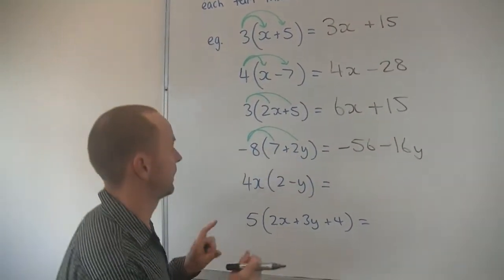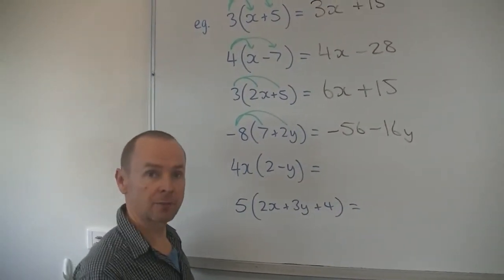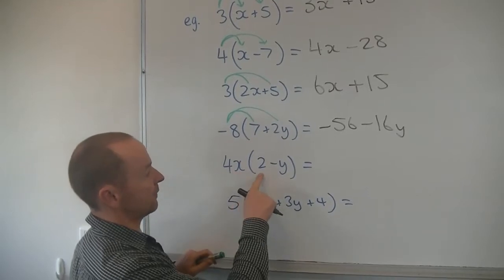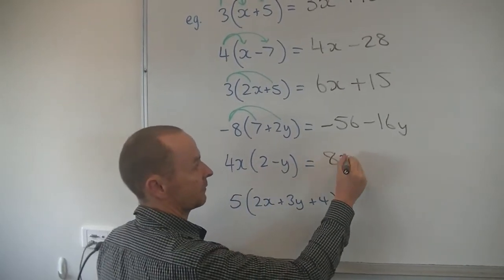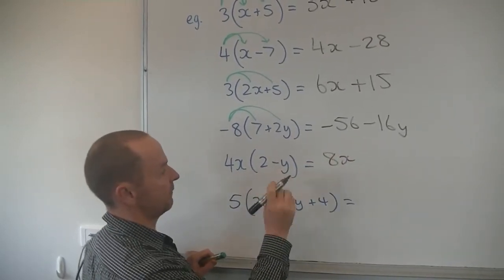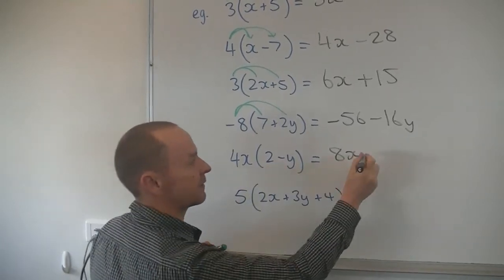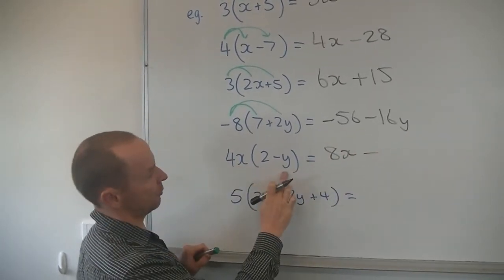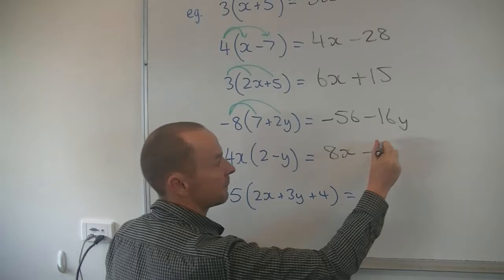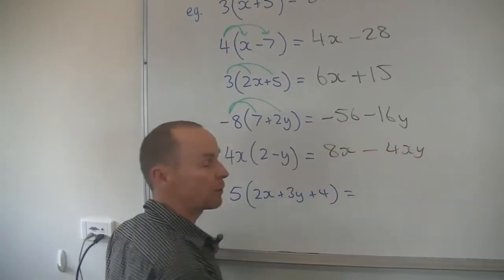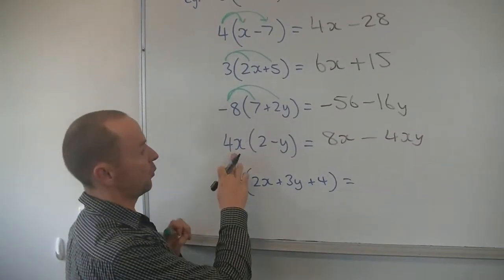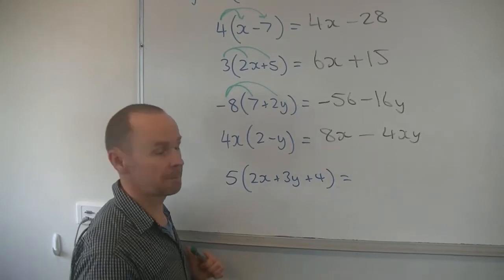Alright, next one. I'm not going to put the arrows in this time, so hopefully you can just work it out. 4x times 2 is 8x. 4x times negative y. Now so I don't confuse myself, I know it's a negative. So now I just go 4x times y is 4xy. Remember with multiplying different terms? It's 4x times y is just 4xy.